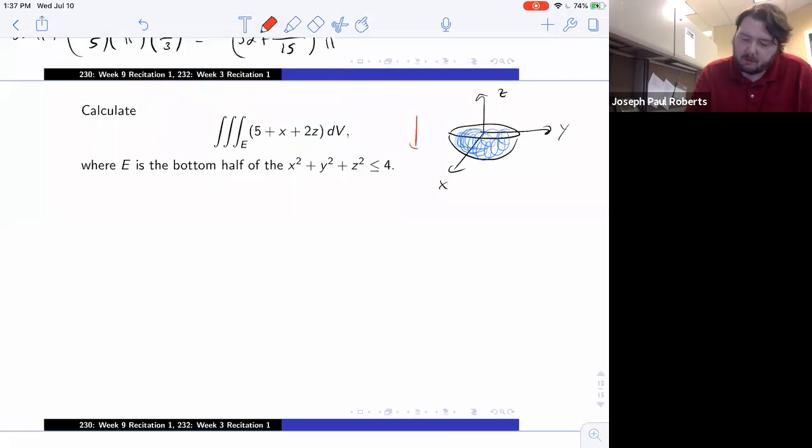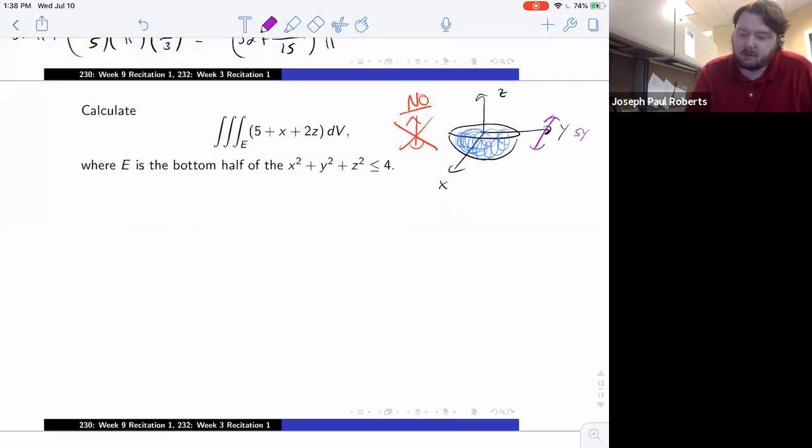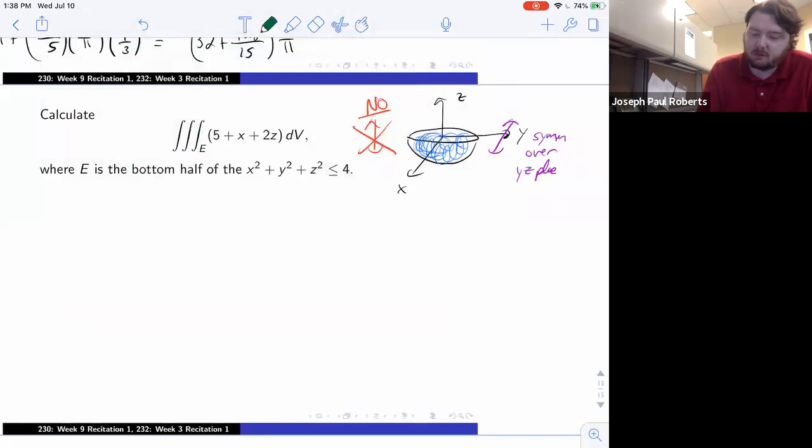Okay, so anyway, this one does not have symmetry over the xy plane because we don't have any part of it where z is positive. But it is still symmetric over the yz plane, and it still is symmetric over the xz plane.